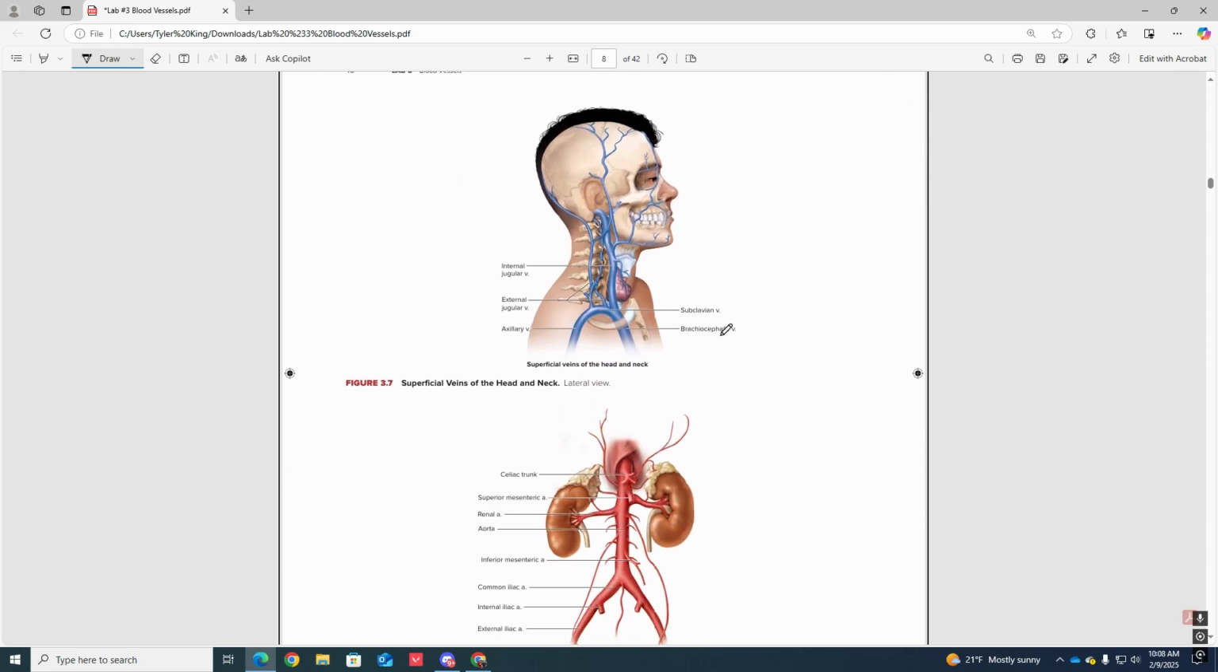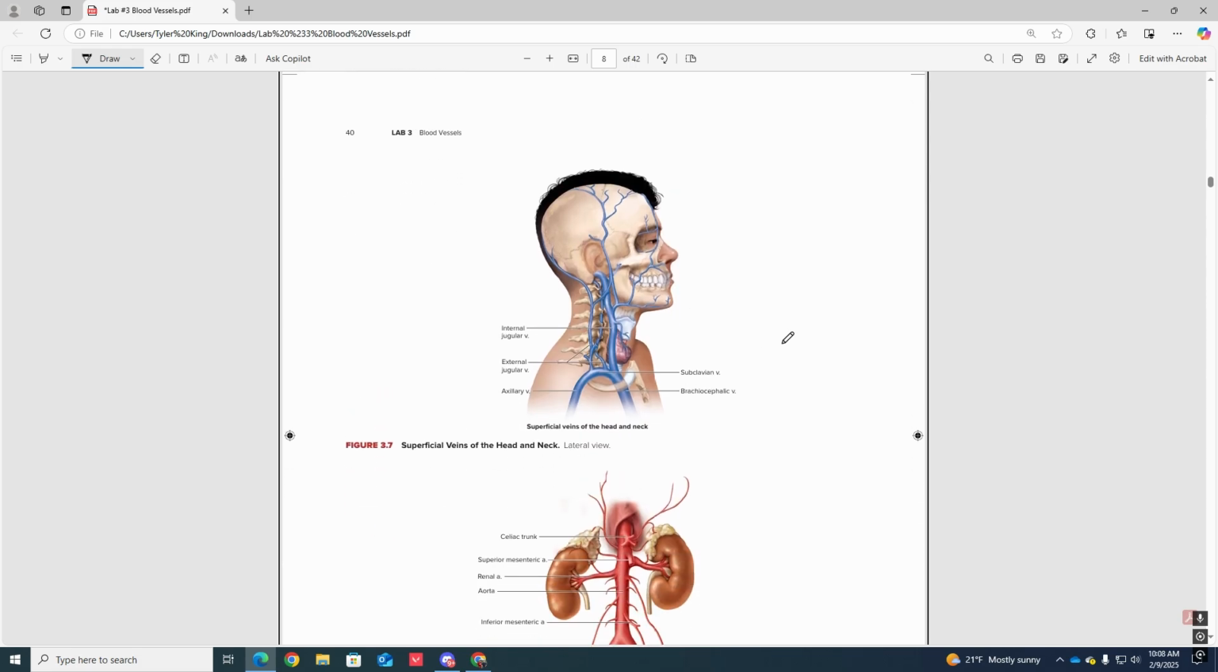All right, scroll down. Veins now. Veins are a little different, remember? We don't have a carotid vein. We don't have an internal carotid or an external carotid vein. What we have are called jugulars: internal jugular and external jugular vein.